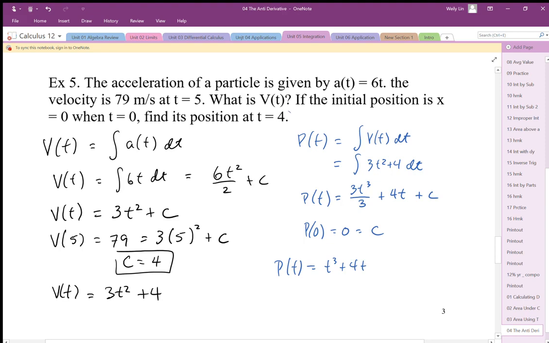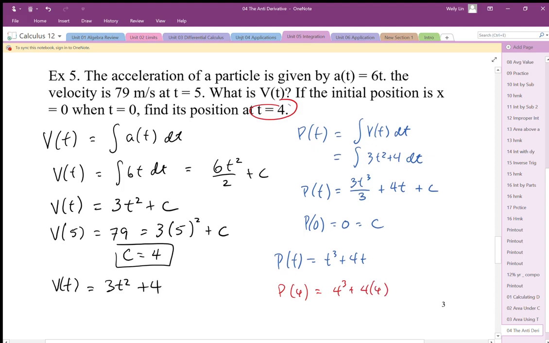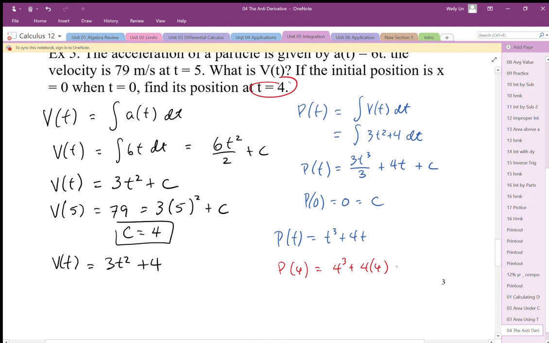And the final part of it asks you to find the position when t is 4. So I want to find p of 4. That's going to give me 4 cubed plus 4 times 4. That's going to be 64 plus 16. So 64 plus 16 is going to be 80, so my position is positive 80 meters.